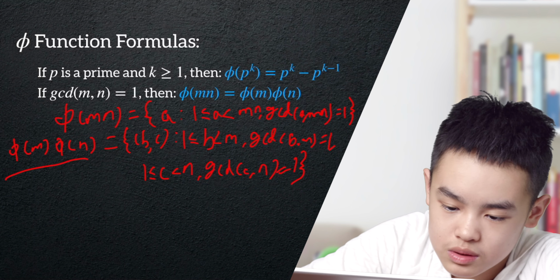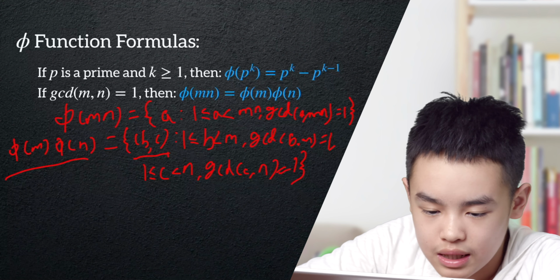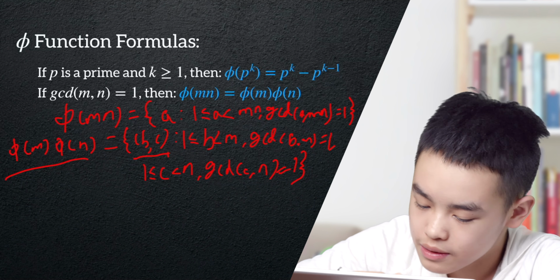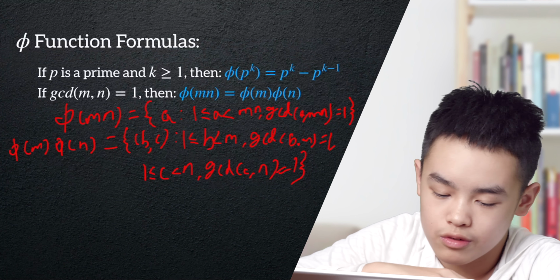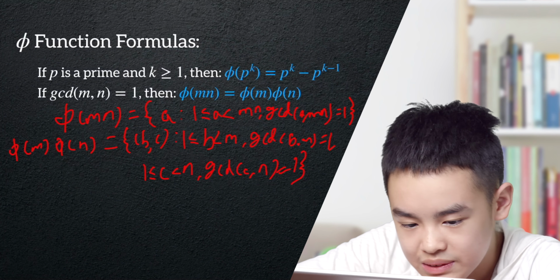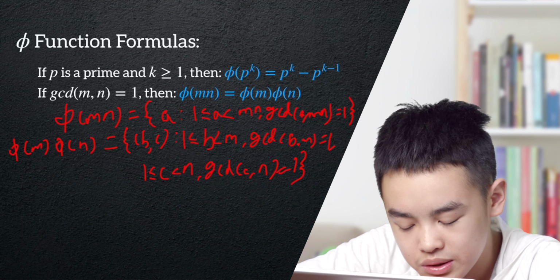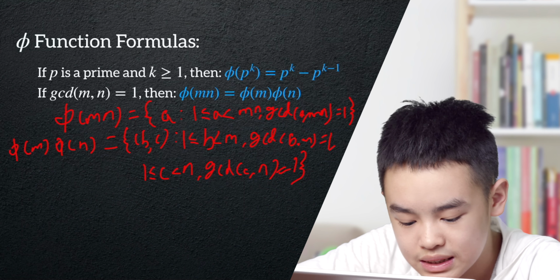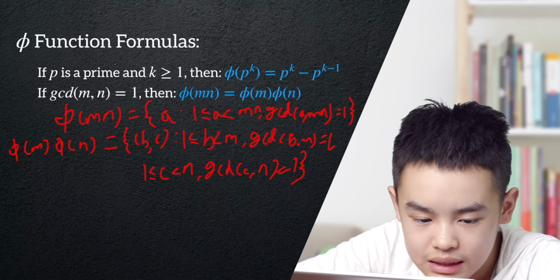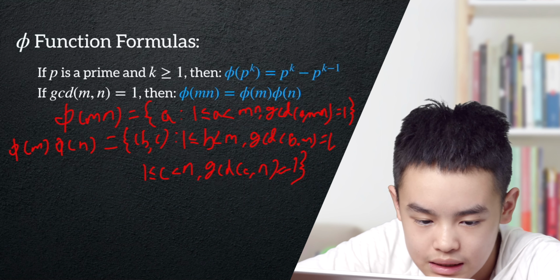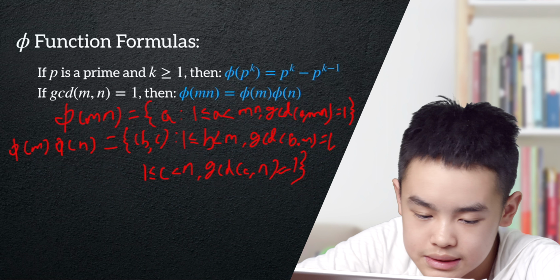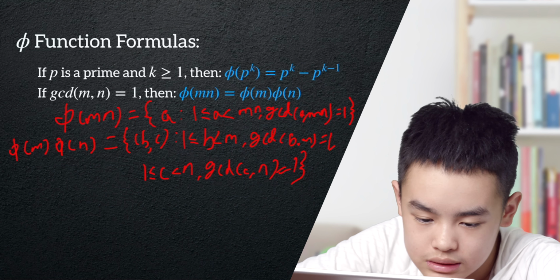Now, is this equal to this? Namely, how many ordered pairs BC are there? Well, I mean, BC, two things that we've got to concern. B has phi m possibilities, and C has phi n possibilities. And so they're equal.